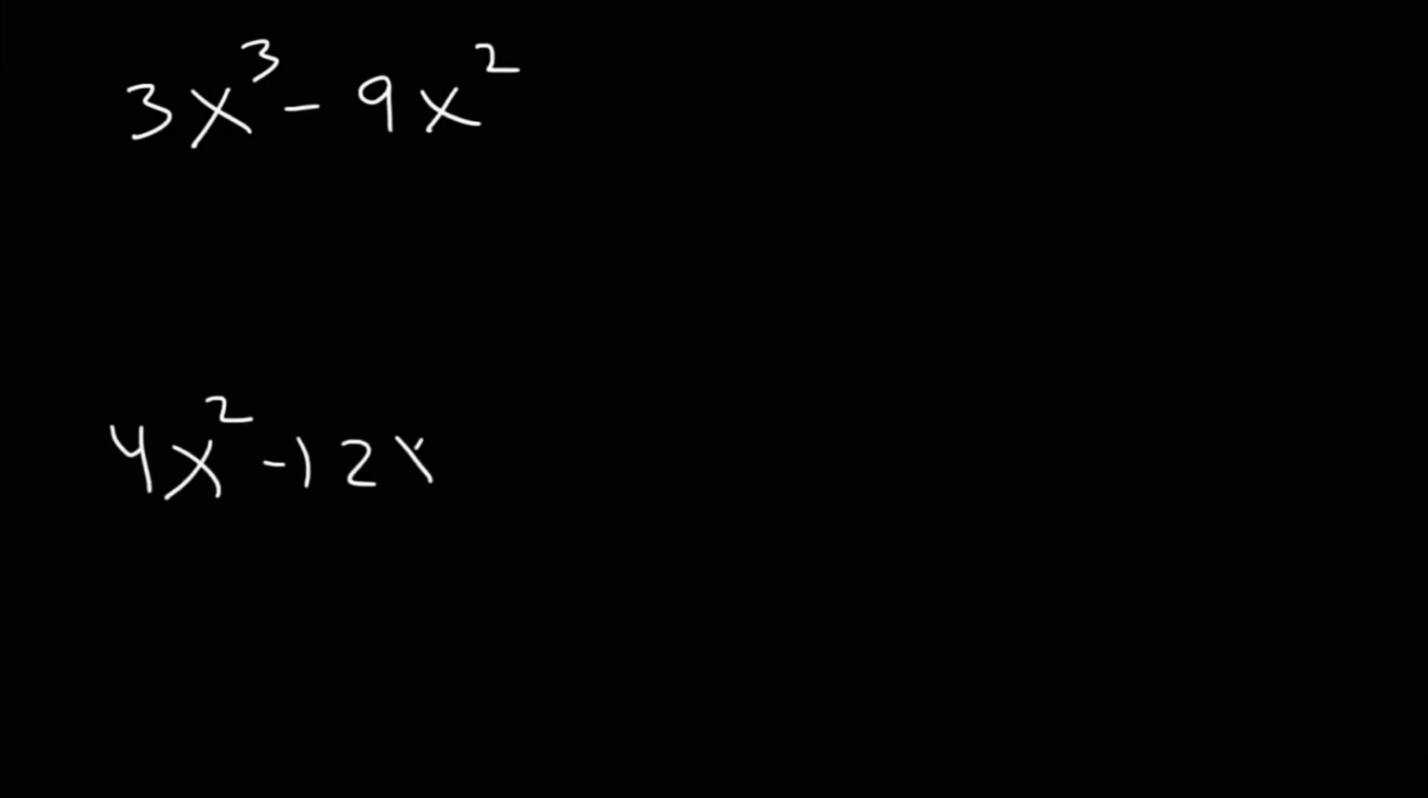Let's try two similar problems. Let's factor 3x cubed minus 9x squared, and also 4x squared minus 12x. So, with the one on the bottom, we need to take out the GCF. We could take out a 4 from 4 and negative 12, and we can also take out an x variable because they both contain it. 4x squared divided by 4x is x. Negative 12x divided by 4x is minus 3. So that's how we can factor that expression.